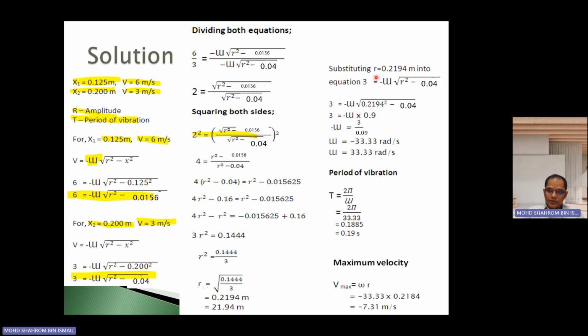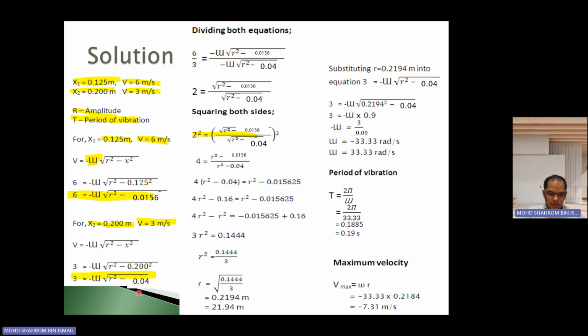Then of course you put R into this equation, and you get the angular velocity of the system, which is 33.33 radian per second. For the period of vibration, since T is equivalent to 2 pi over omega, the movement takes about 0.19 second per period. Then the maximum velocity, V max, is equivalent to omega R, which gives 7.31 meter per second in the negative direction.